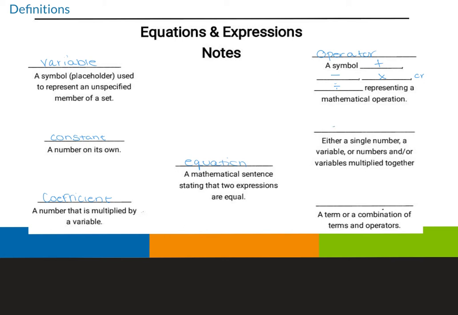All right, the next thing we're going to define is a term. So a term is either a single number, so if we look at a constant, or a variable, or a number and variables being multiplied together. So when we look back at the equation, 5x was a term, 9 was a term, and so is 24. All right, and the last thing we're going to define is an expression. An expression is a term or a combination of terms with an operator. So an expression does not have the equal sign, so that's what separates an expression from an equation.